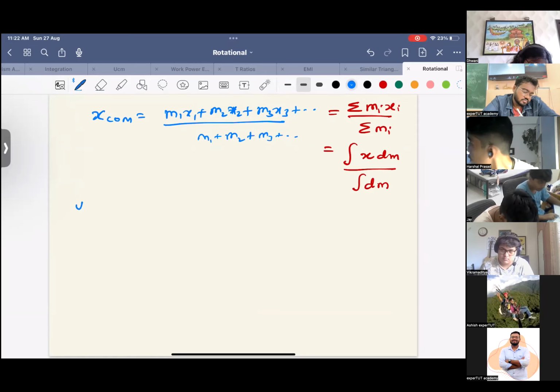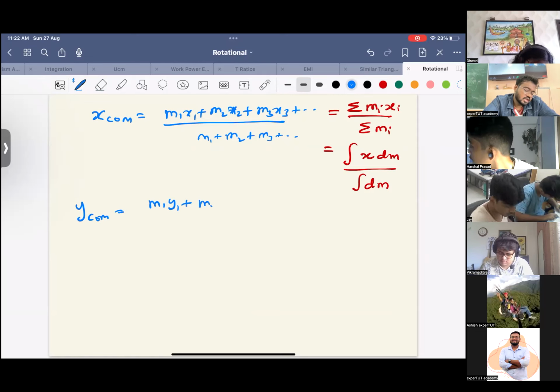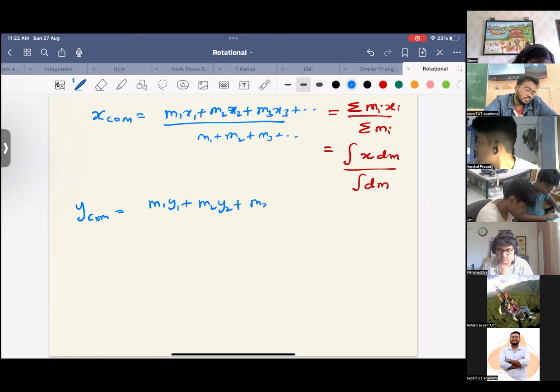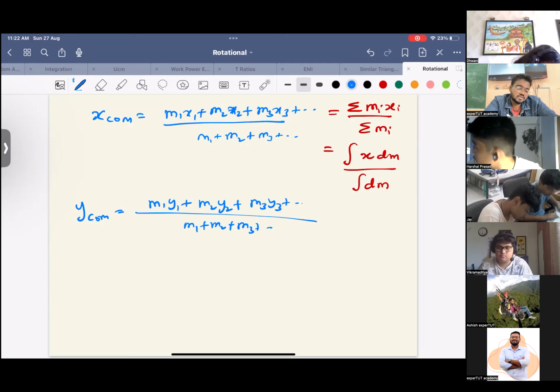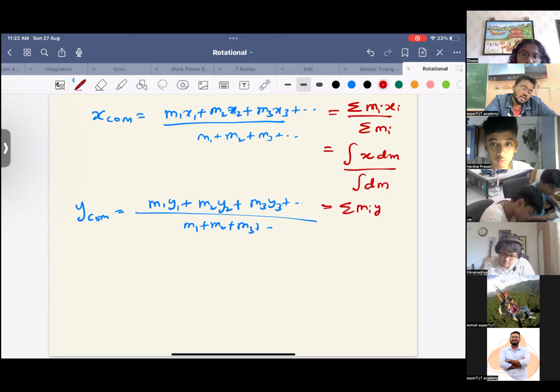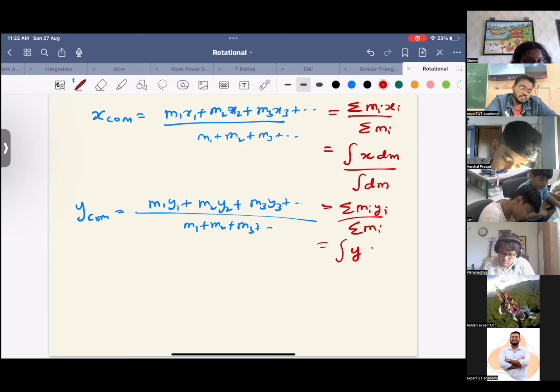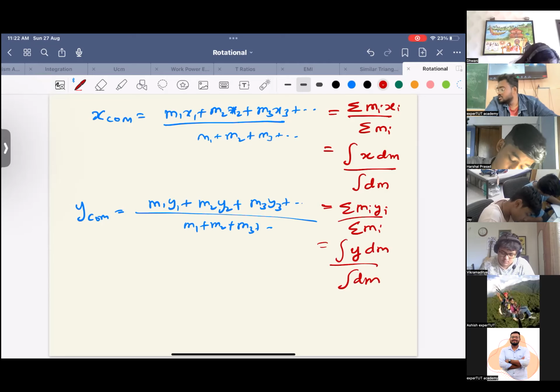And the y center of mass is m1 y1 plus m2 y2 plus m3 y3 plus ... divided by m1 plus m2 plus ... These are not different formulas. You're just replacing x by y. It is also given by sigma mi yi divided by sigma mi. It is also given by integral y dm by integral dm. Similarly, there is a z also. No need.